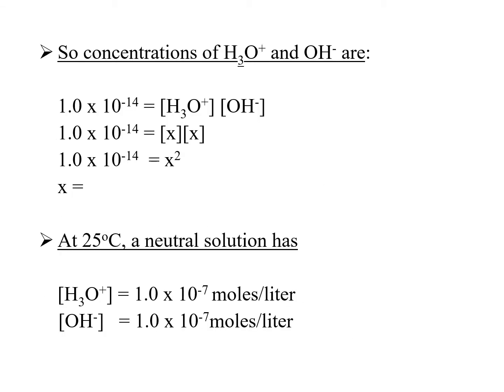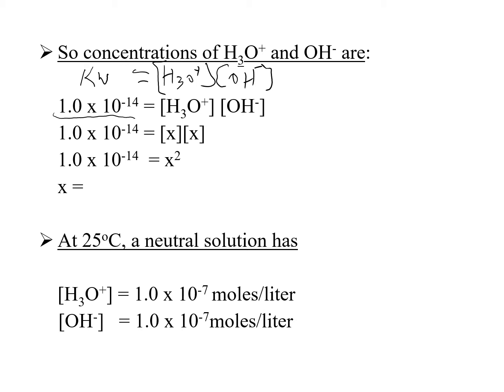In pure water, the concentrations of hydronium ion and hydroxide are equal to each other. So again, we're using our formula here. We have 1 times 10 to the negative 14th, which came from the formula where Kw is equal to the concentration of hydronium times the concentration of hydroxide ions. So Kw was plugged in here. It's 1 times 10 to the negative 14th.